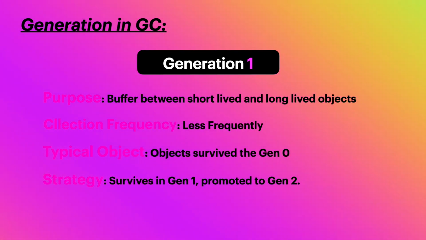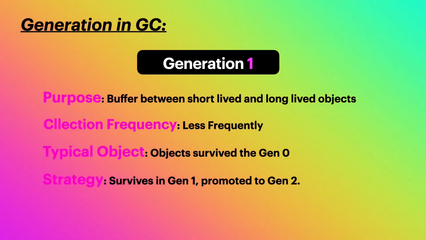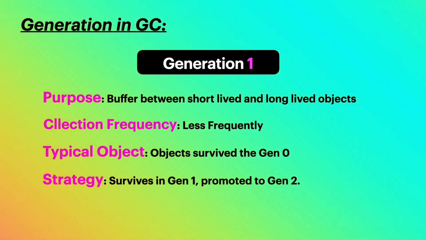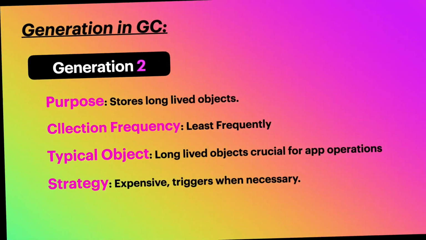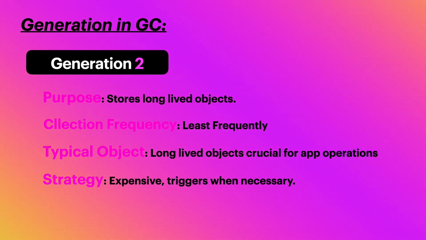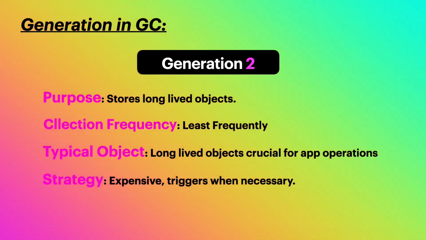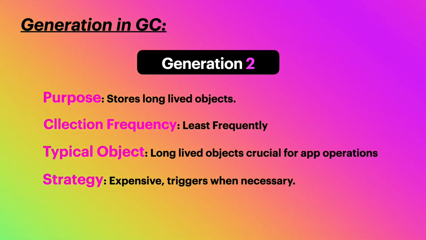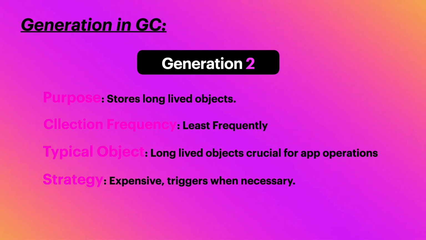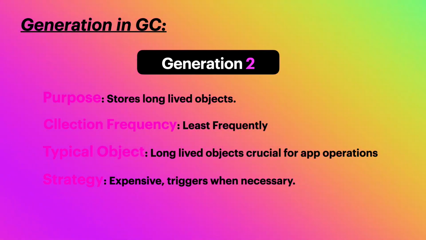If we talk about the typical object, whatever survives in generation 0 becomes part of generation 1. The strategy is that whatever survives in generation 1 is promoted to generation 2. The final generation in garbage collection is generation 2, and its purpose is for long-lived objects. For example, a newly created object that is still referenced survives generation 0 and goes to 1. If it survives in 1, it goes to the final generation, and here it stays for a long time.